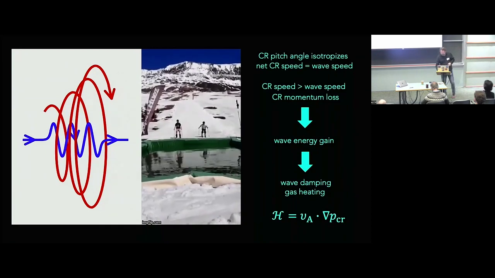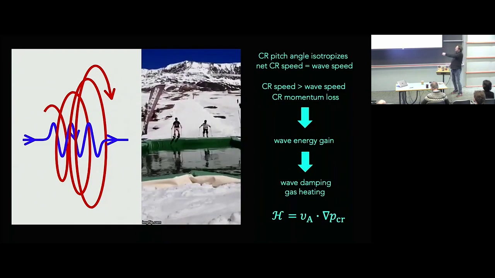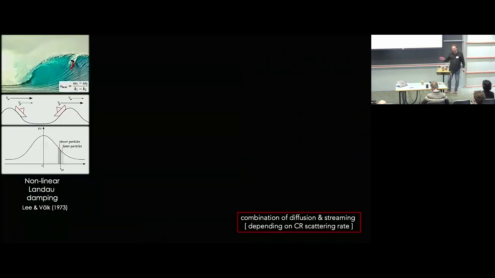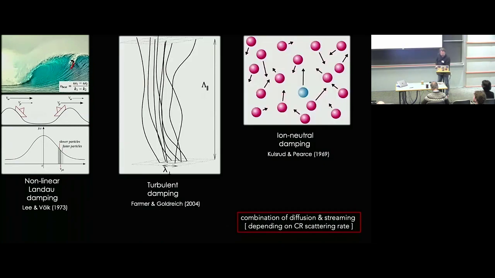So this is pretty much all I wanted to say about this instability. You can regulate the amplitude of these fluctuations by introducing a number of damping processes. We don't have time to go into this, but you can damp these fluctuations produced by the streaming instability by, for example, nonlinear Landau damping, turbulent damping, or ion-neutral damping. I think Yves mentioned this yesterday, or dust damping. The bottom line is that we can actually have a combination of streaming and diffusion. You can actually move faster through space than streaming would dictate.